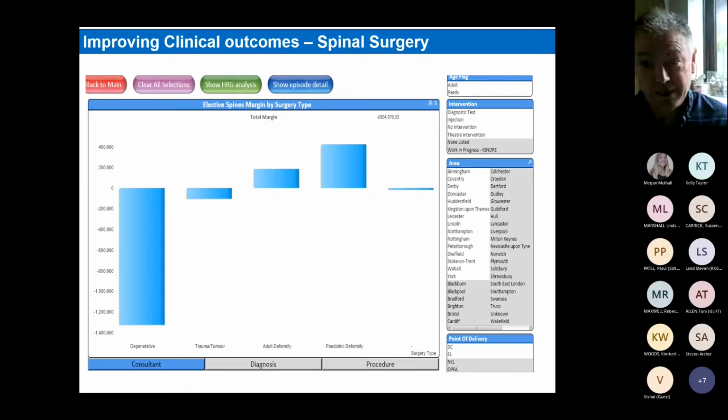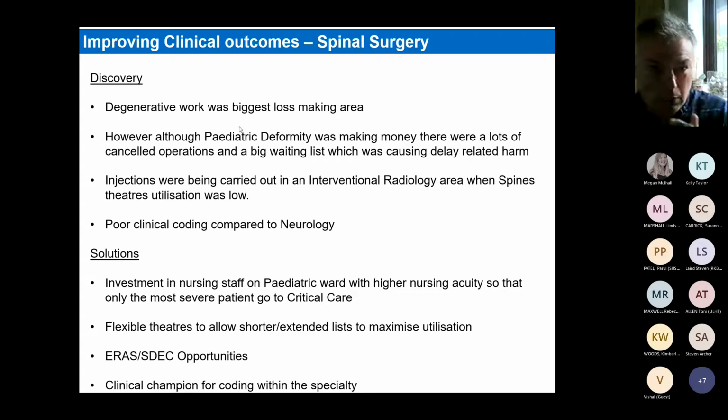So they had a start point, basically. They had some ideas when they came to us, but the dashboard sort of helped them enhance those ideas and actually put some figures on the ideas and come up with some solutions for the ideas. So we discovered, say, degen was the biggest loss-making area.